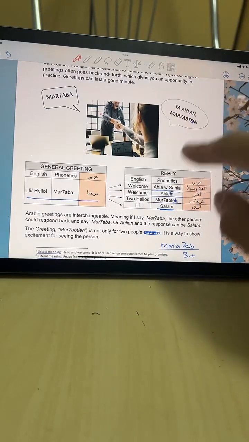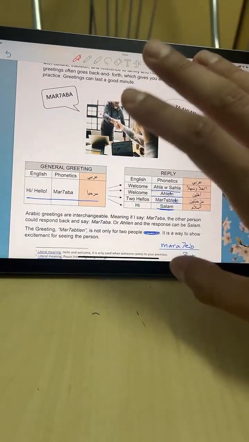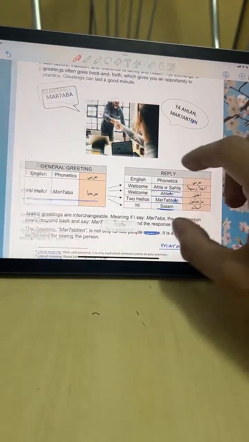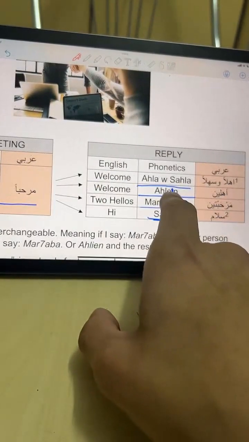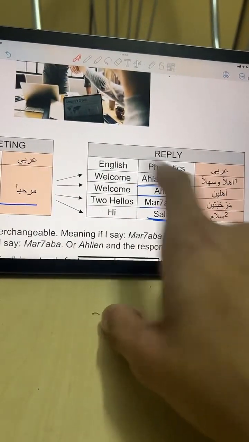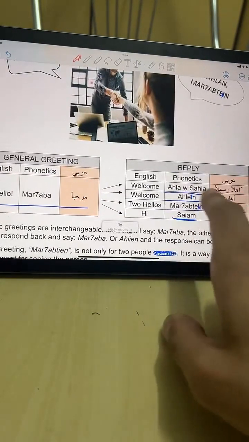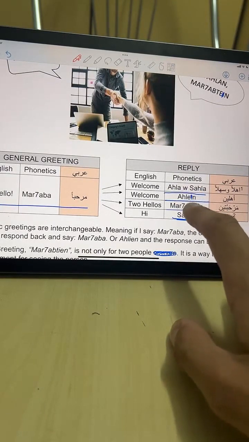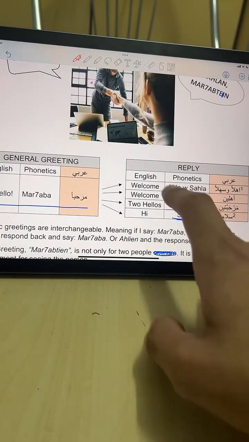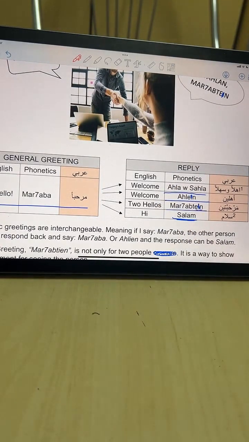The second, like all of them, they follow the same rule. If I say Ahlan, I reply Ahlan. But Ahlan has a different story, and I love the story. Ahlan and Ahla wa Sahla. So Ahla is the shortcut of Ahlan. Ahlan, what does Ahlan mean?